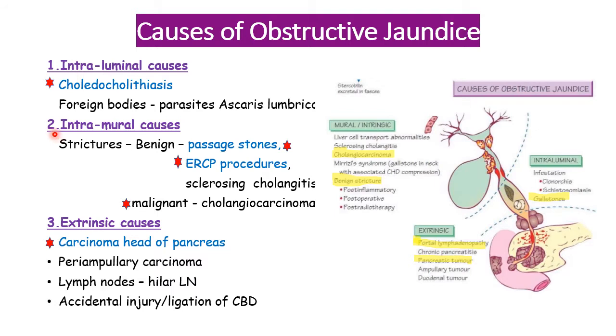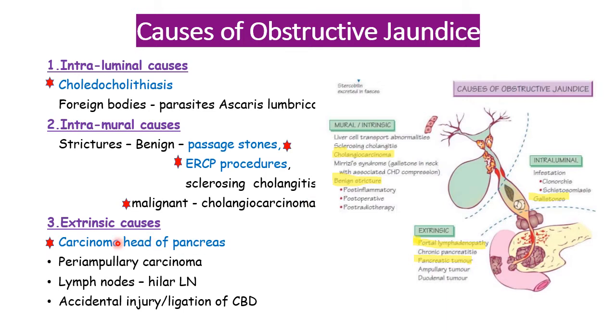The second category is intramural causes. That means from the wall of the bile ducts, and among them will be the benign and malignant strictures. Benign strictures are more common, usually due to the passage of stones, previous history of gallstones, due to iatrogenic causes such as ERCP procedures, which is becoming increasingly common these days, and sclerosing cholangitis, which is a congenital condition. The malignant strictures will be cholangiocarcinoma, which is a rare cancer but is a common cause for strictures in the malignant category.